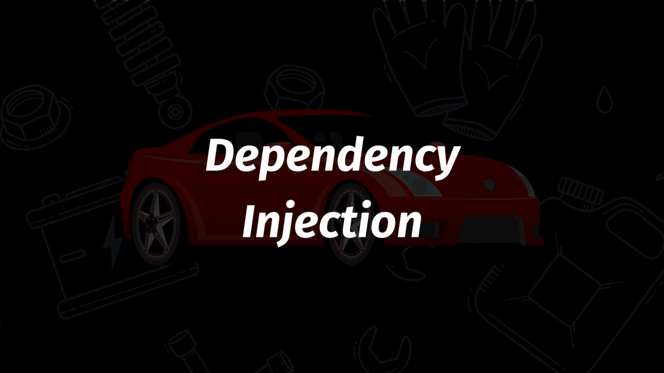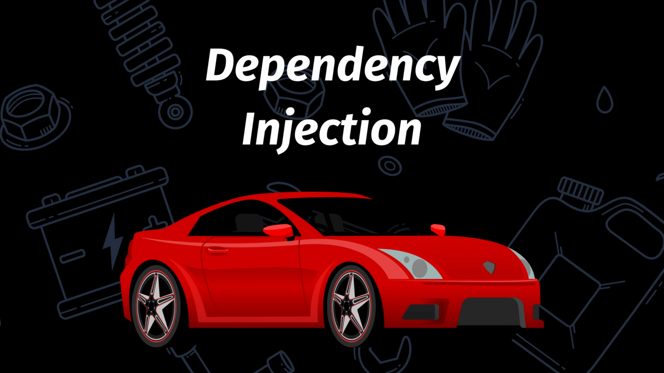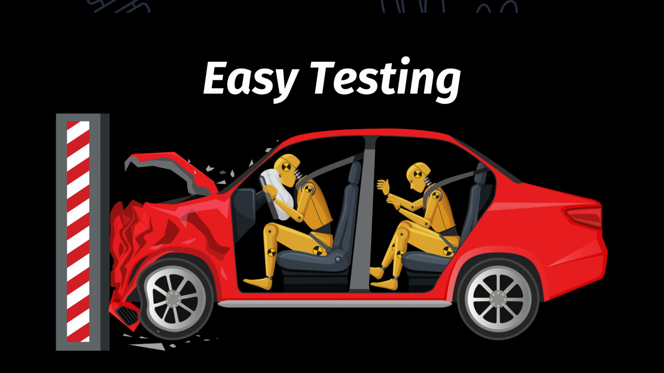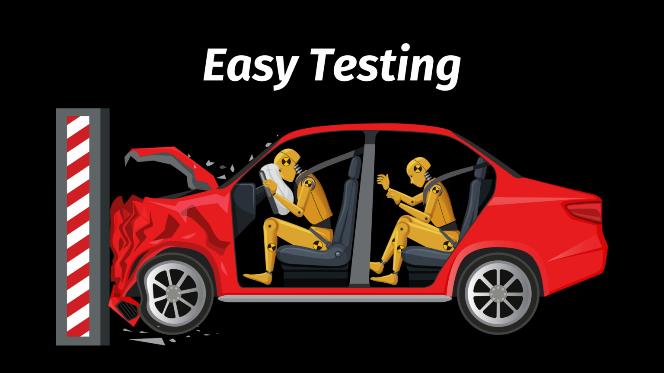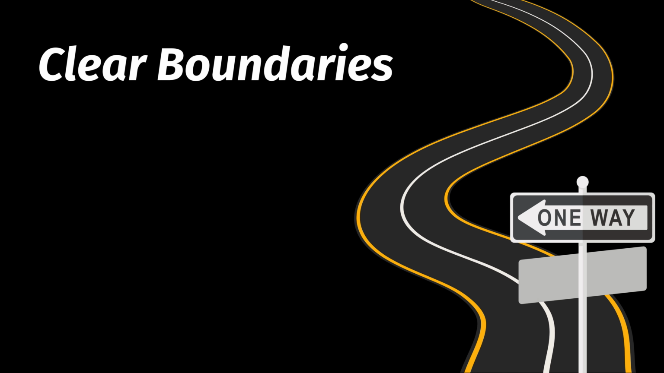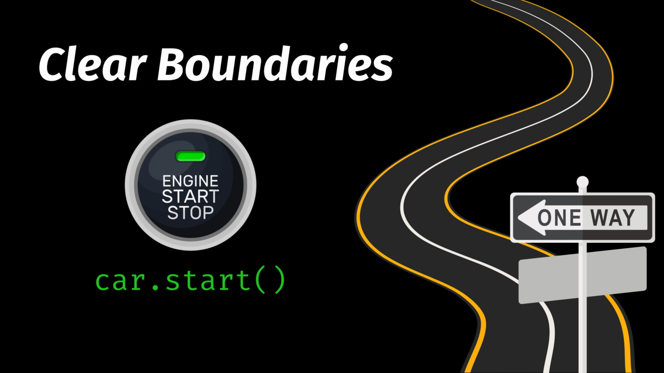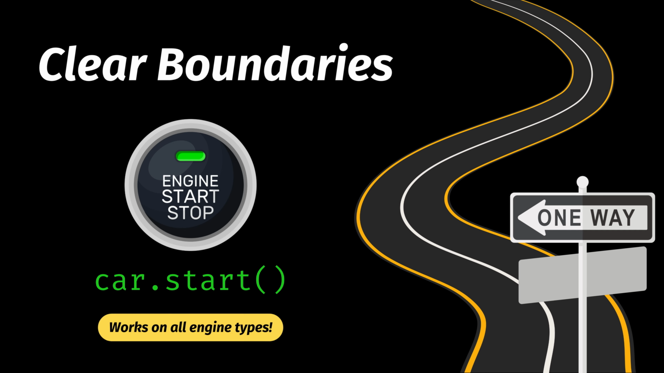This is dependency injection. It may seem subtle at first, but as codebases grow larger, you can quickly see its benefits. It makes testing each component of the car much easier as everything is separated with clear boundaries, so the car class only needs to worry about starting the engine irrespective of the engine type, while the specific engine class will take care of everything else.